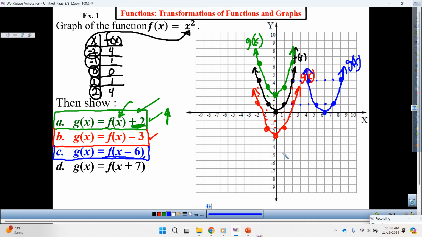So then at the end, in black or with your pencil, part D, g of x equals f of x plus 7. Where's that one going to take the original f of x? Tell your neighbor.